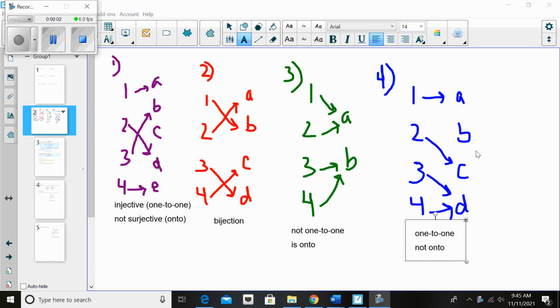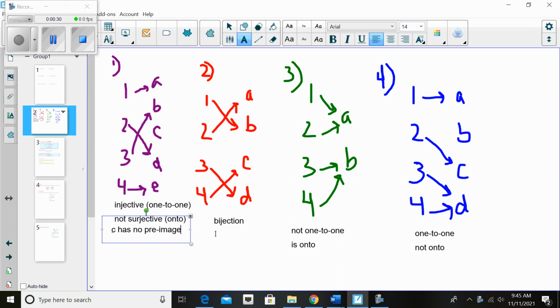So let's start by going over the examples that were on the board in class. Number one, you should have injective, which is one-to-one, but not surjective. And in order to describe why not, you would say something here like C has no preimage, or why it is not onto. We do have a bijection in number two.